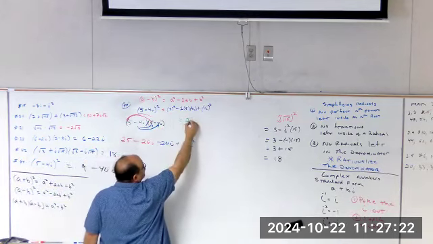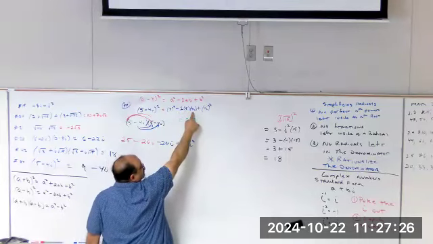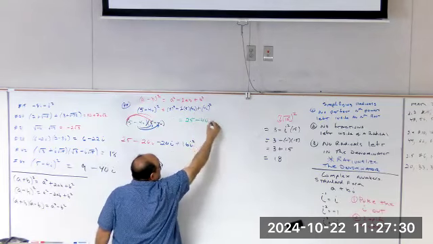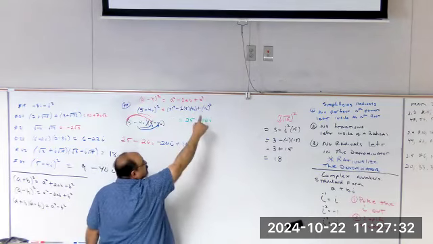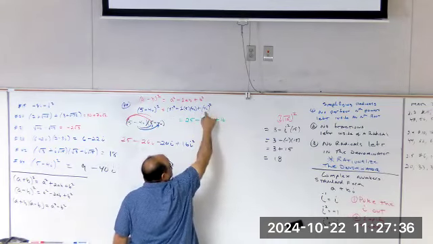Five squared is 25. 2 times 5 is 10. 10 times 4 is 40. So minus 40 with an I. Plus 4 squared is 16 times I squared.